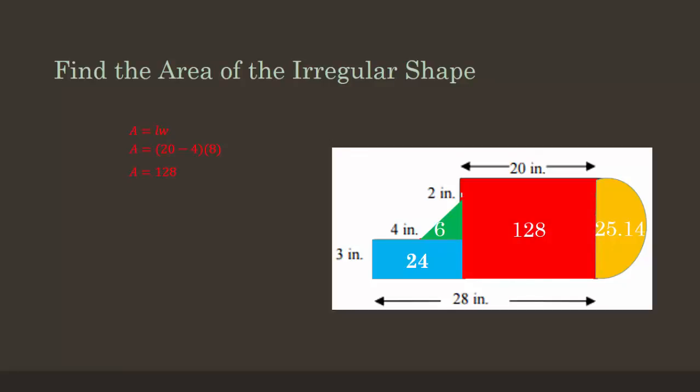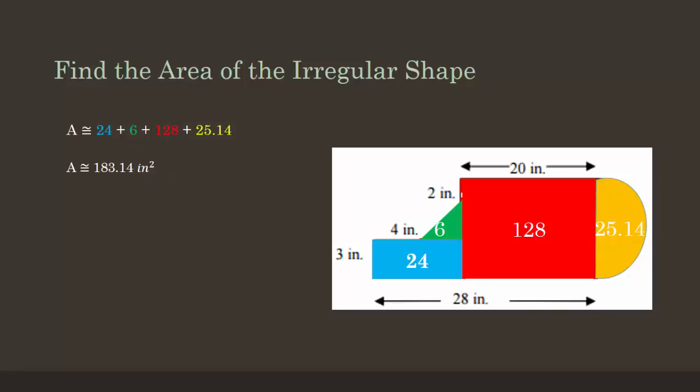We know that the length is going to be the upper part of our regular shape, or the 20 inches, minus 4, because our semicircle has a radius of 4. And we know that the width is going to be 8, because 8 was the diameter of our semicircle. This simplifies down to that the area of this rectangle is 128.